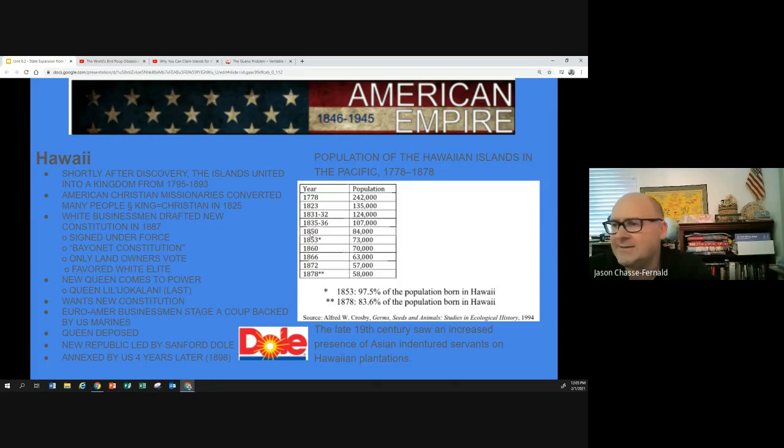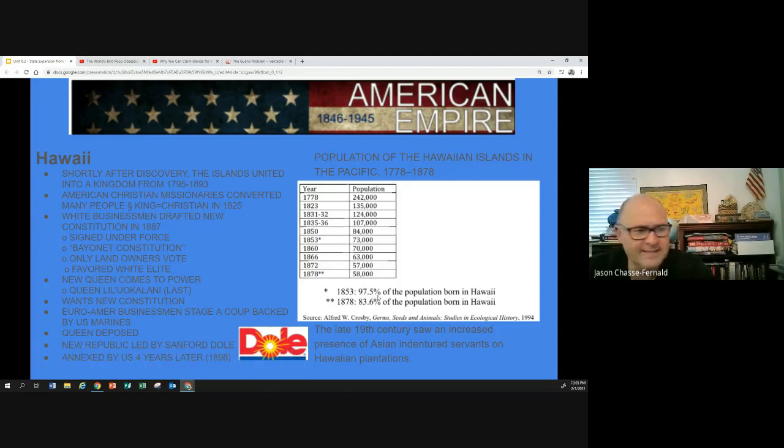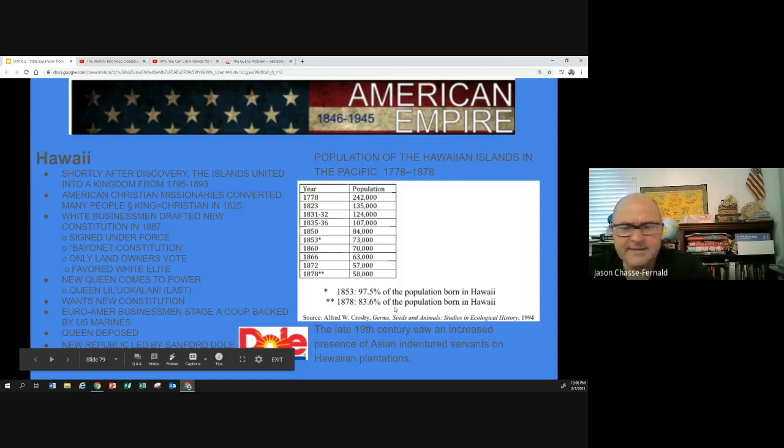So with the rise of the American sugarcane plantations on the island, you're also going to see a shifting in population from almost entirely native-born Hawaiians to indentured servants coming in largely from places like Japan, right? Indentured servants.